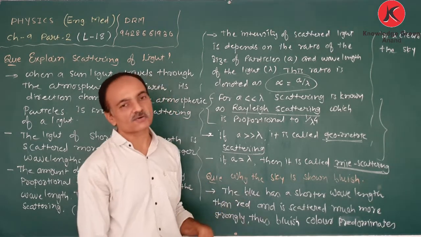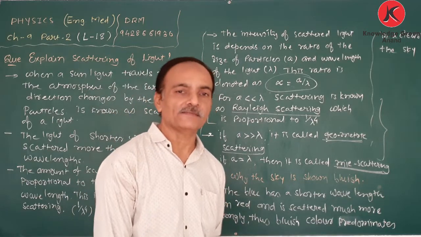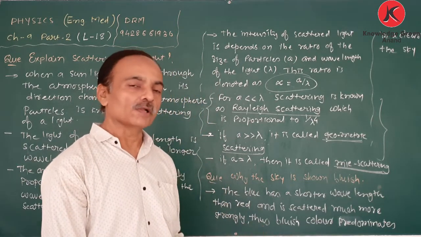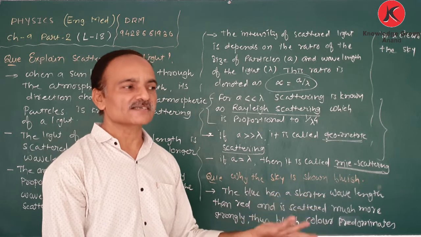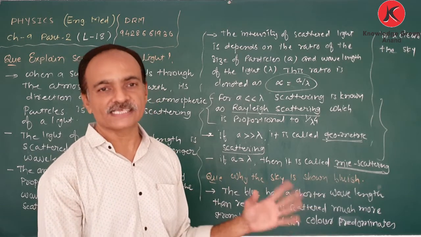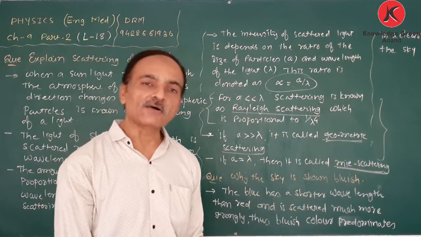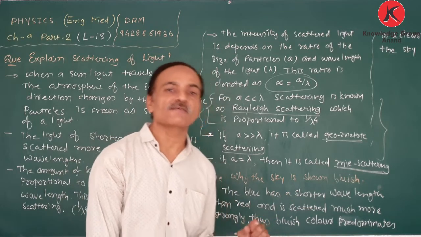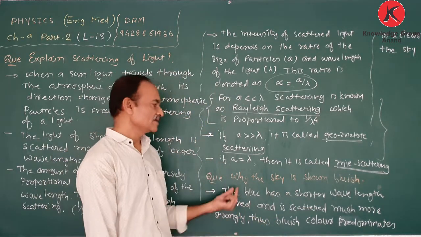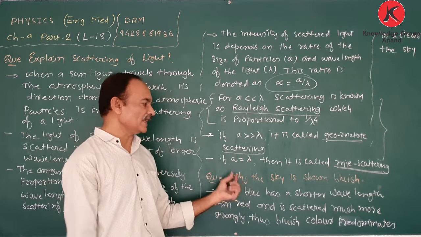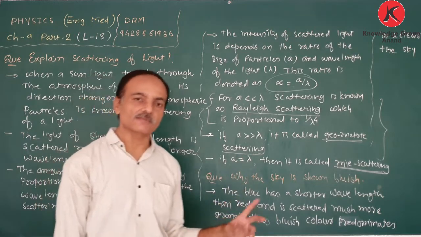why the sky looks bluish during the daytime, and why during sunrise and sunset the sun looks reddish, but the clouds in the sky during the daytime look white. What is the reason? First, we discuss why the sky looks bluish.